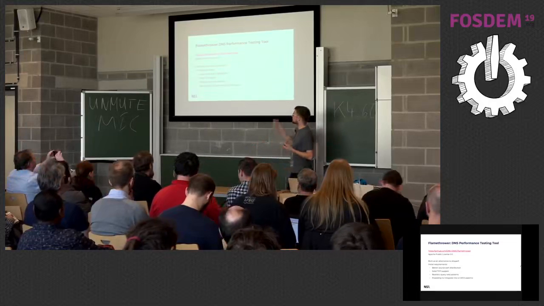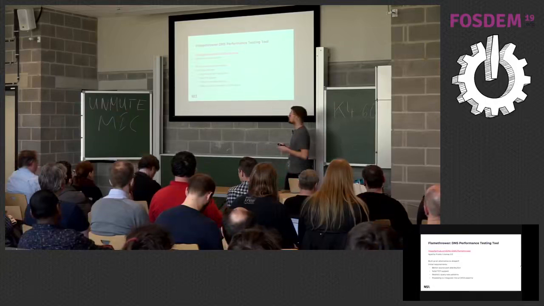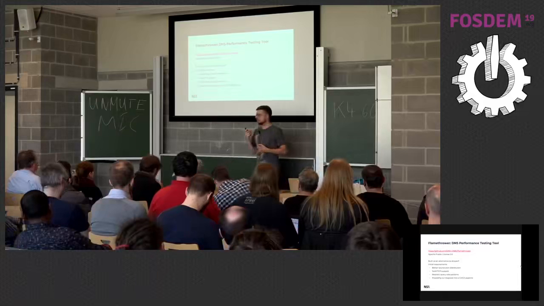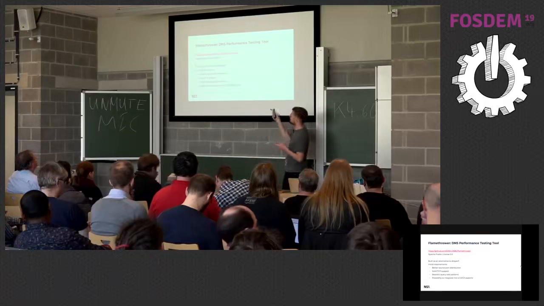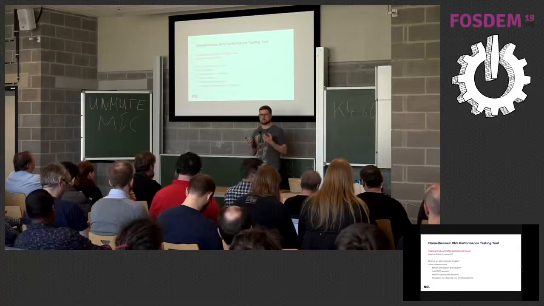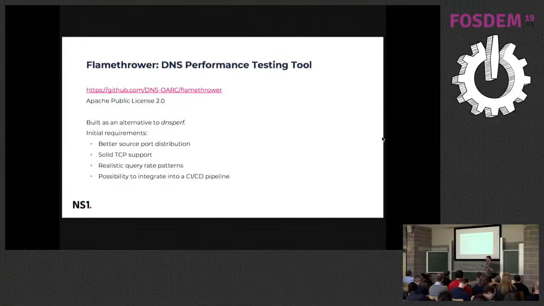Flamethrower lives at GitHub under the DNS-OARC organization. We open sourced it early this year, at the beginning of January. For those of you who don't know, OARC stands for Operations, Analysis, and Research Center. It's a community of people from the DNS world: operators, software vendors, top-level domain registries, registrars, and so on. So we are happy that we can host this project there. And shortly after we open sourced Flamethrower, DNS perf moved to DNS-OARC as well, and yesterday also DNS was moved there. So I think Flamethrower is in pretty good company.